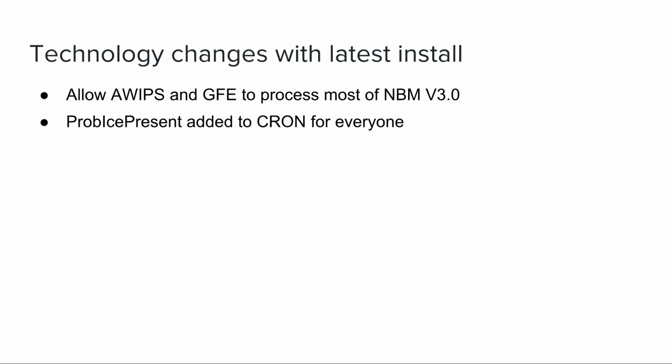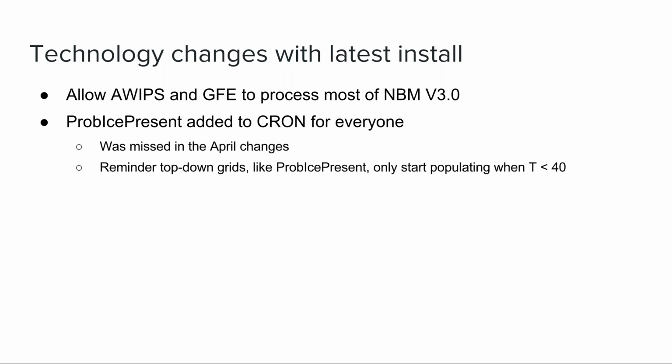Prob Freezing Rain was added to the cron for everyone. It was something that we missed in April, and I think this is a good time to remind that these top-down grids, like Prob Freezing Rain, Max Wet Bulb Aloft, and Prob Refreeze, you'll see start populating when the temperatures start to get less than 40 degrees.